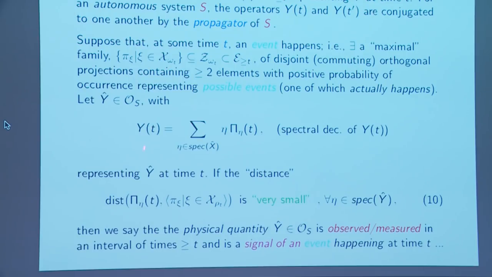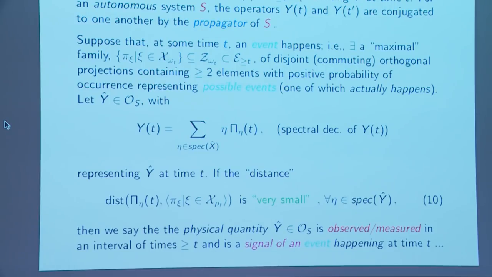Let's look at the operator y_t that represents y hat at time t. Here is its spectral decomposition. The etas are eigenvalues of y, and the pi sub eta of t are the spectral projections of these operators y of t. We then say that y of t can record the event happening at time t if basically the spectral projections of y of t are inside the algebra generated by these projections little pi of xi. Now, unfortunately, there is very little chance that they are exactly in the algebra, but they should have a small distance. And what the distance is can be clarified using conditional expectations.